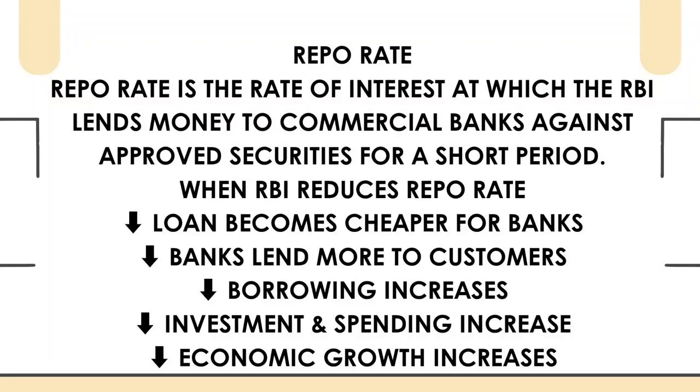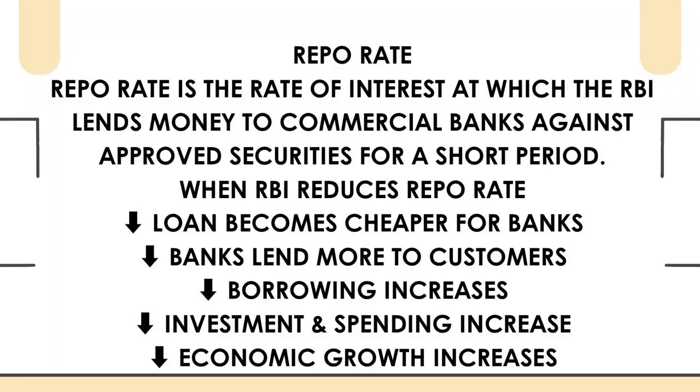Now let's understand why it matters. Imagine RBI reduces Repo Rate. Since commercial banks can now borrow money from RBI at a lower cost, it becomes cheaper for them to obtain funds. So banks may then offer loans to customers at relatively lower interest rates. When loans become cheaper, families use them for buying homes or cars.